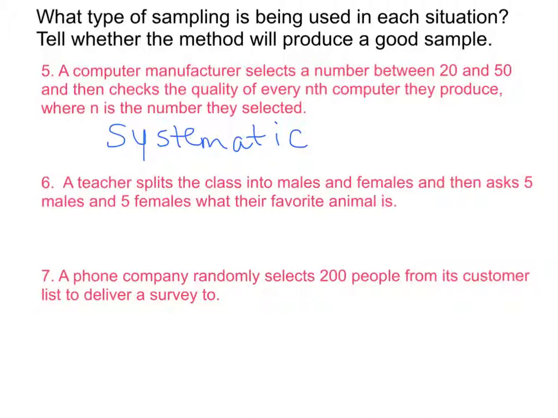Okay, number 6. A teacher splits the class into males and females and then asks 5 males and 5 females what their favorite animal is. So I took a group of a class and split it into subgroups, males and females, and then I asked random people. So that is called stratified, because I first took a bigger group and split it into smaller groups. And then the last one, a phone company randomly selects 200 people from its customer list to deliver a survey to. This is completely random, so this is called random sampling.